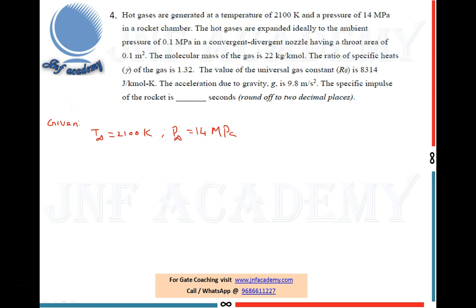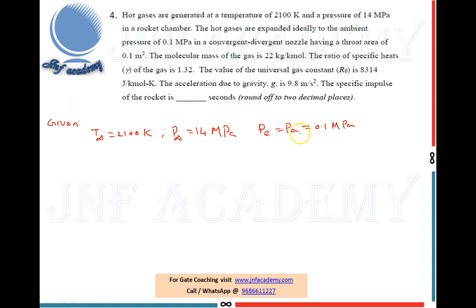So P infinity and T infinity have been given to you. Now, hot gases are expanded ideally to the ambient pressure, which means what? P exit is equal to PA, because it's ideally expanded, which means that the exit pressure of the nozzle will be equal to the ambient pressure, which is equal to 0.1 megapascal. This is because of ideal expansion. If it's not ideal expansion, then PE will not be equal to PA, but since it is given ideal expansion.